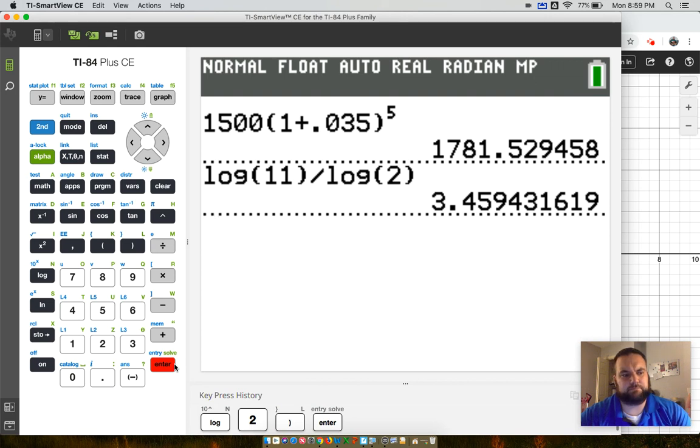logs, if you only round to 1 decimal point, it's really going to throw your answer off. So I'm going to say 3.4594. Okay.